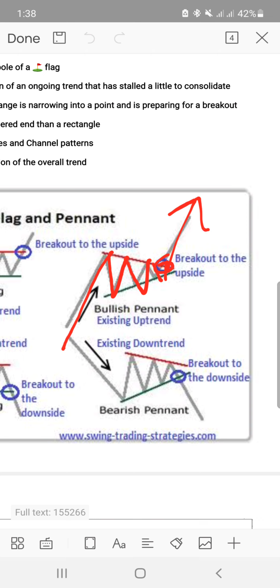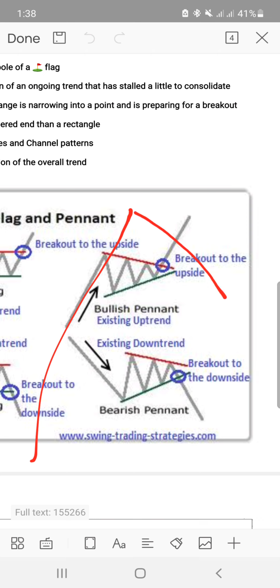Remember when I was talking about rising and falling wedges, because I know that many of us must be confused now, because it looks very similar to rising and falling wedges. The difference between these flags and pennants and wedges is that wedges are reversal patterns, but flags and pennants are continuation patterns. Remember when I was talking about wedges, for falling wedges, the market goes up.